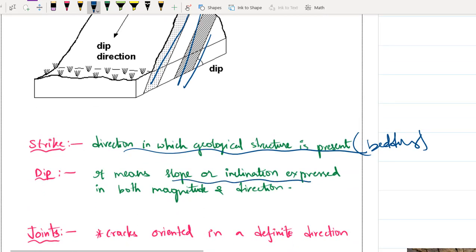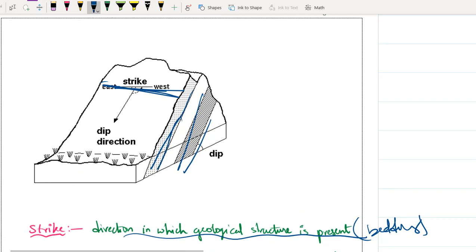It means slope or inclination expressed in both magnitude and direction. Okay, so in which direction we have slope and what is the magnitude of that slope, that will be given by dip. So basically strike will be represented by a long line like this and dip will be represented by a short line like this. Dip is represented by a short line, but it is up to you. If you want to, you can drag and write it as dip. But if you are not writing anything and just drawing something like this, then the long line will be strike and the short line will be dip.